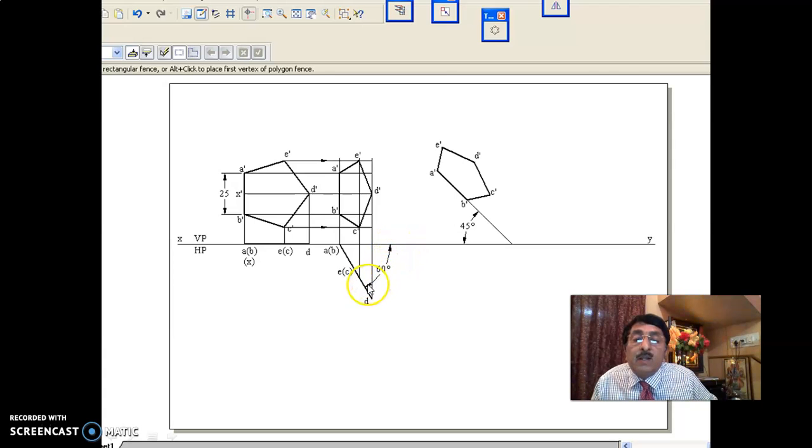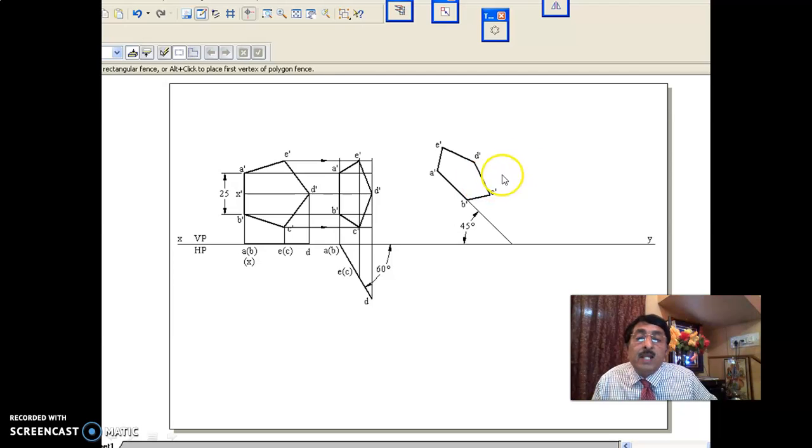Because inclination to VP is 60 degree, I will not change it. I have rotated. In the process of rotation, the only thing I made is edge in VP, that is A dash B dash. Edge in VP is inclined at 45 degrees to HP. But surface inclination to VP is 60 degree only. That I have not changed. That is why this front view and this front view will remain same.